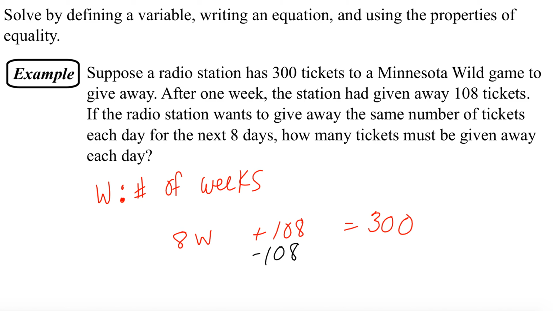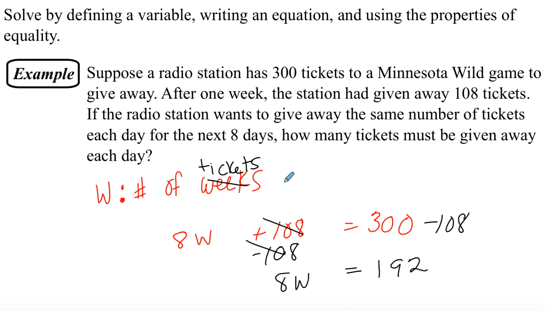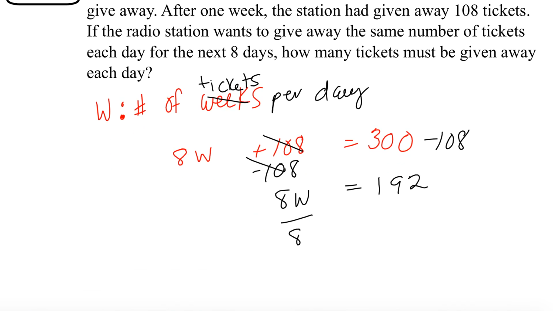So they already gave away 108. So we're going to subtract that from both sides, and that gives us over here, what is that? 192, if I did my math right. And we still have 8W, right? They're going to give away for the next 8 days the same number of tickets. So W is really the number of tickets. I'm going to change that, number of tickets each day. Sorry about that. So the number of tickets per day, and then we're going to divide by 8, divide by 8. The math for this is really pretty straightforward.